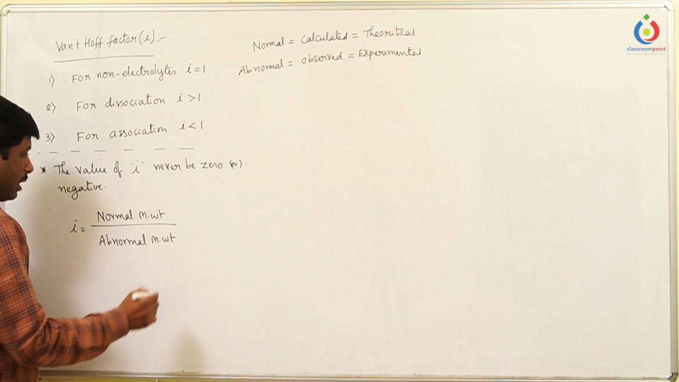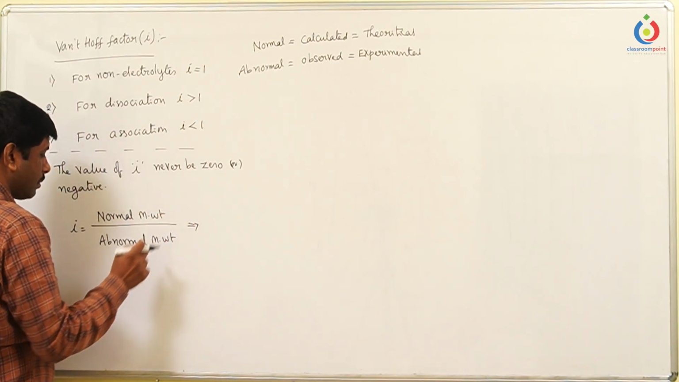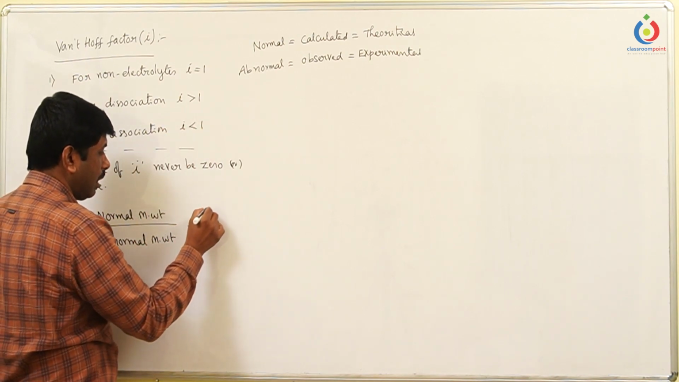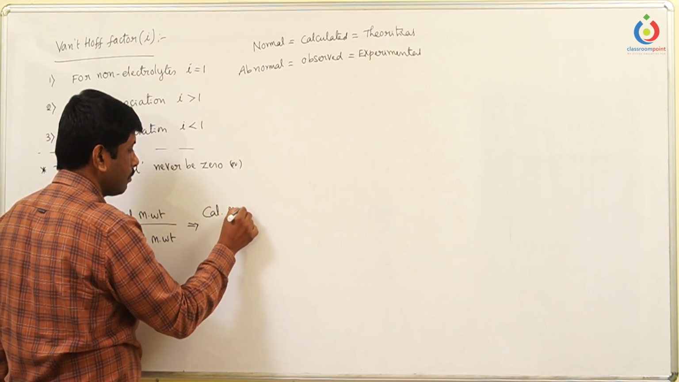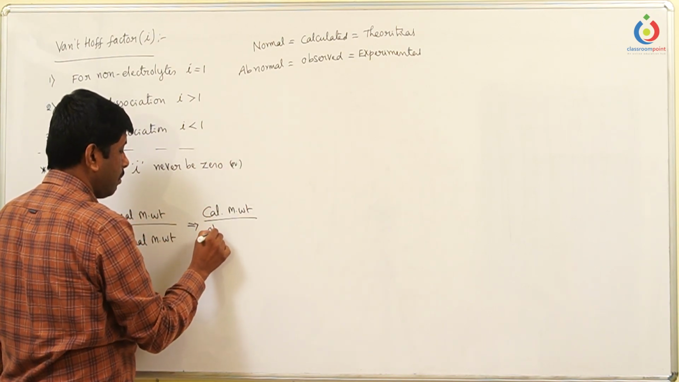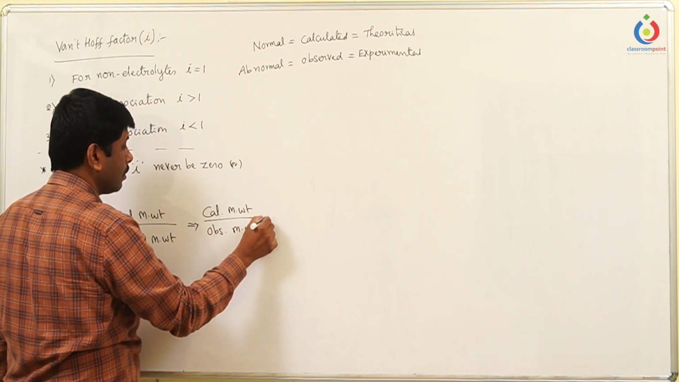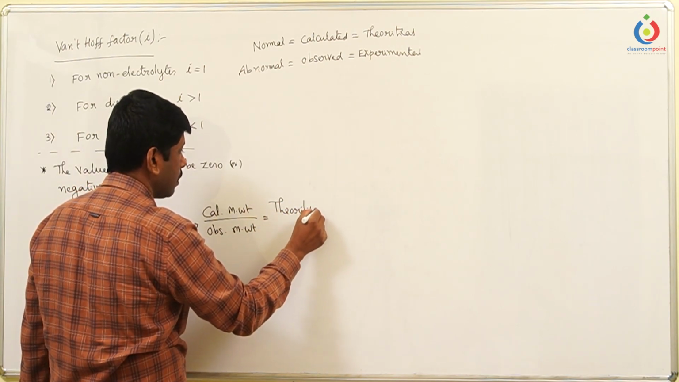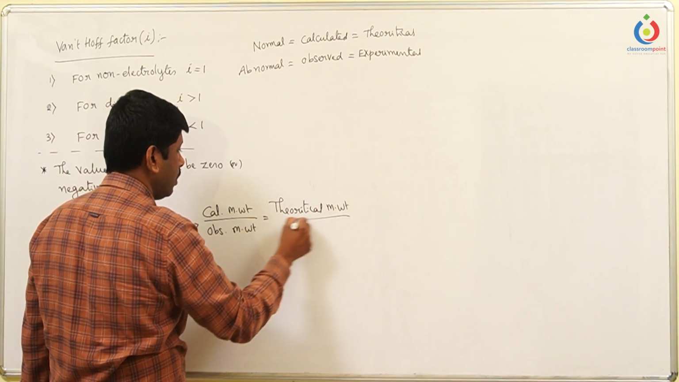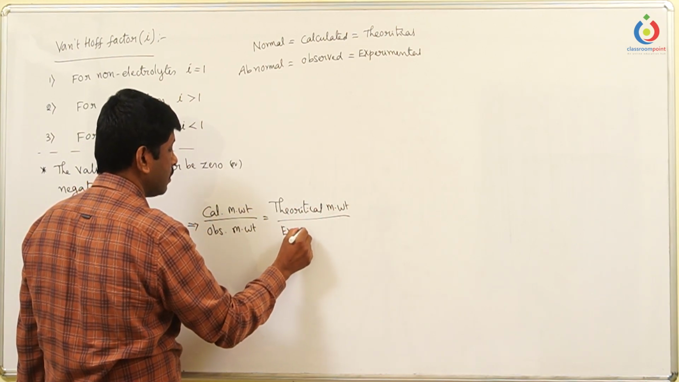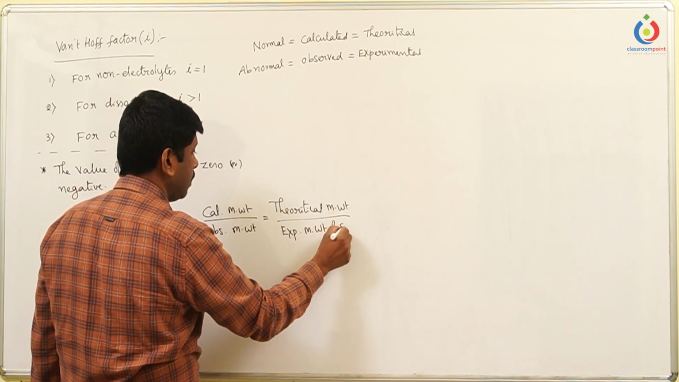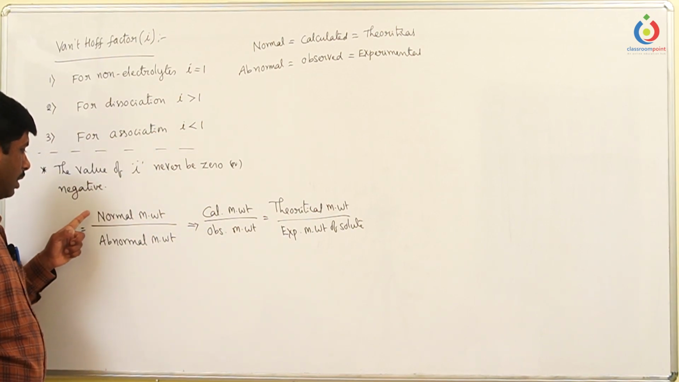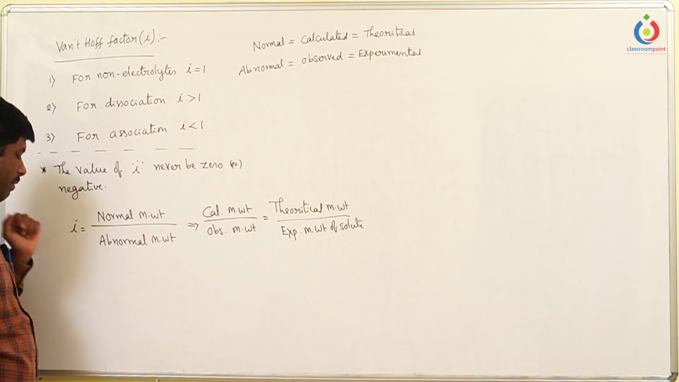So now this formula I can write as normal molecular mass divided by abnormal molecular mass. In place of normal molecular mass, I can write calculated molecular weight of the solute divided by observed molecular weight of the solute. Or I can also write the theoretical molecular weight of the solute by the experimental molecular weight of the solute. So basically you can remember that normal molecular mass by abnormal molecular mass is the I value.